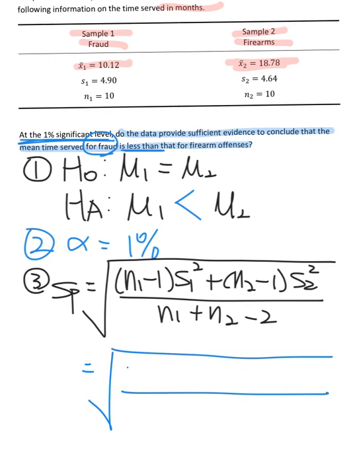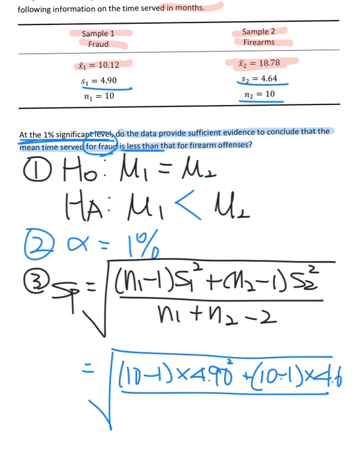n1, 10 minus 1. s1, 4.90 squared. The other, 10 minus 1. s2, 4.64 squared. 10 plus 10 minus 2.